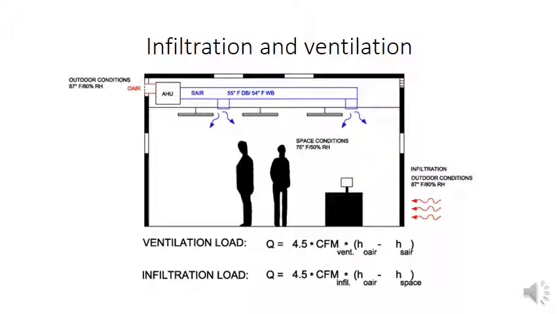We can calculate the ventilation and infiltration load based on this equation, which is 4.5 into CFM for ventilation, into the enthalpy of outside air minus the enthalpy of inside air. Similarly, the infiltration load uses the same expression: 4.5 into infiltration CFM and the enthalpy of outside air minus the enthalpy of the space. What is CFM? It is cubic feet per minute, the amount of air required to be supplied to the conditioned space.